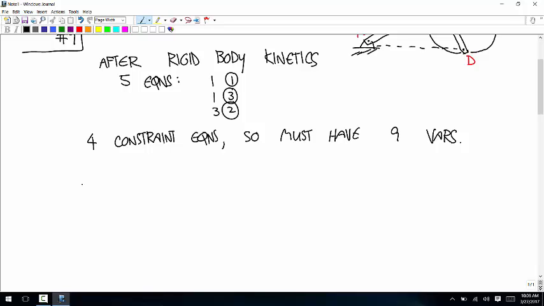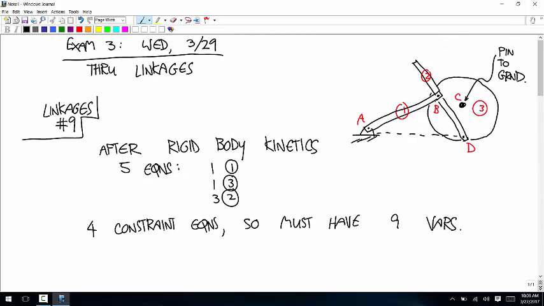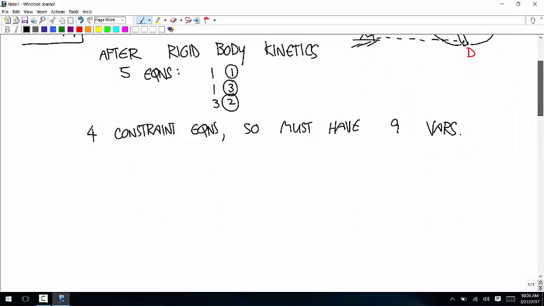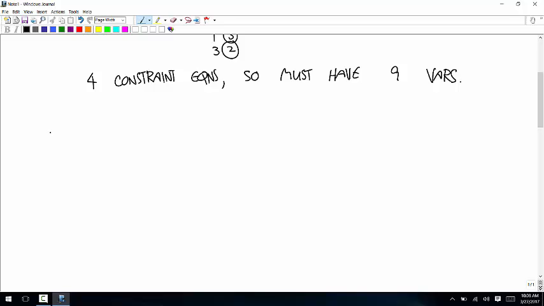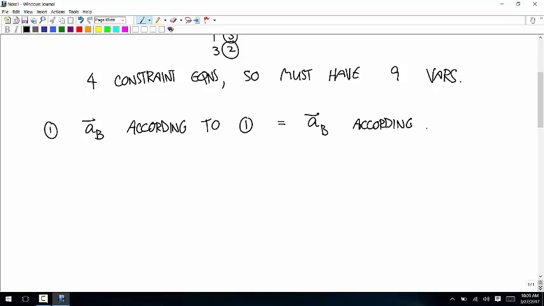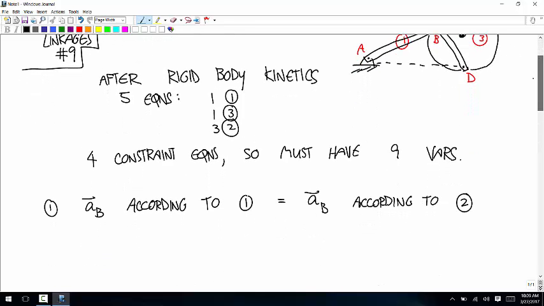Okay, so the first one we have to do is relate the accelerations at B. So the first one says acceleration of B according to member 1 is equal to the acceleration at B according to member 2. We have to figure out these angles.